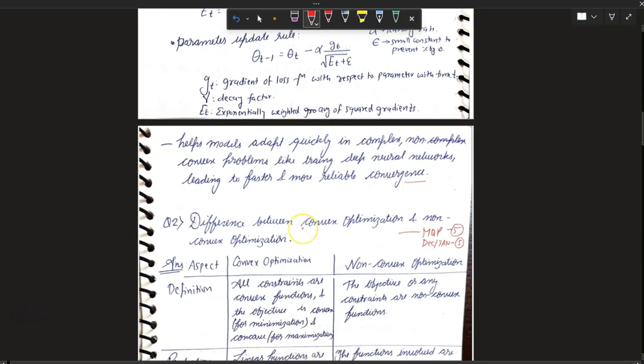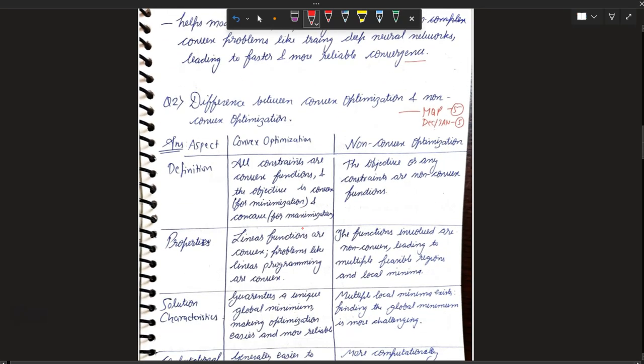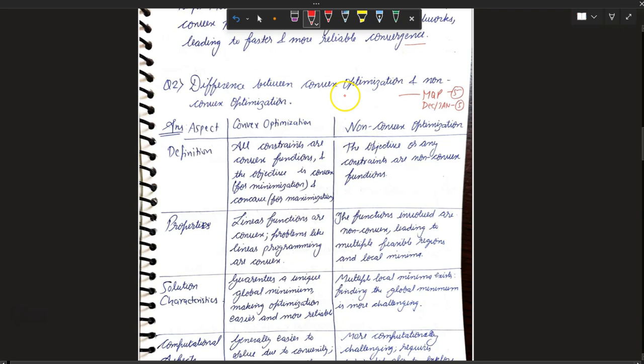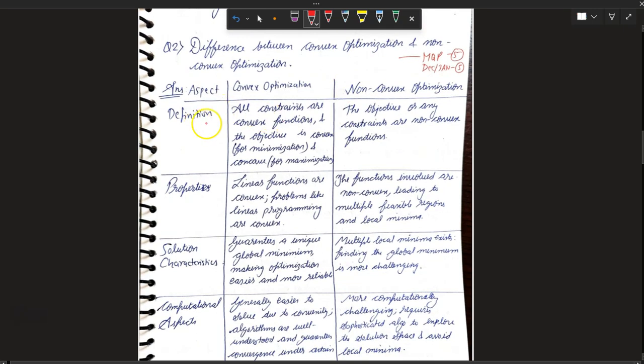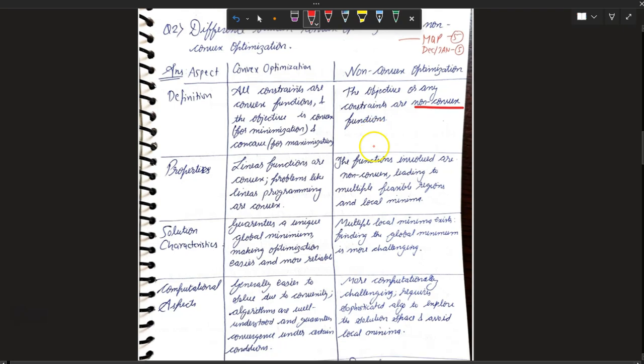Now let's move to the second question, difference between convex optimization and non-convex optimization. According to the definition, for convex optimization, all constraints are convex functions and the objective is convex or concave: convex for minimization and concave for maximization. For non-convex, the objective or any constraint is non-convex. Here there is no concept of concave.